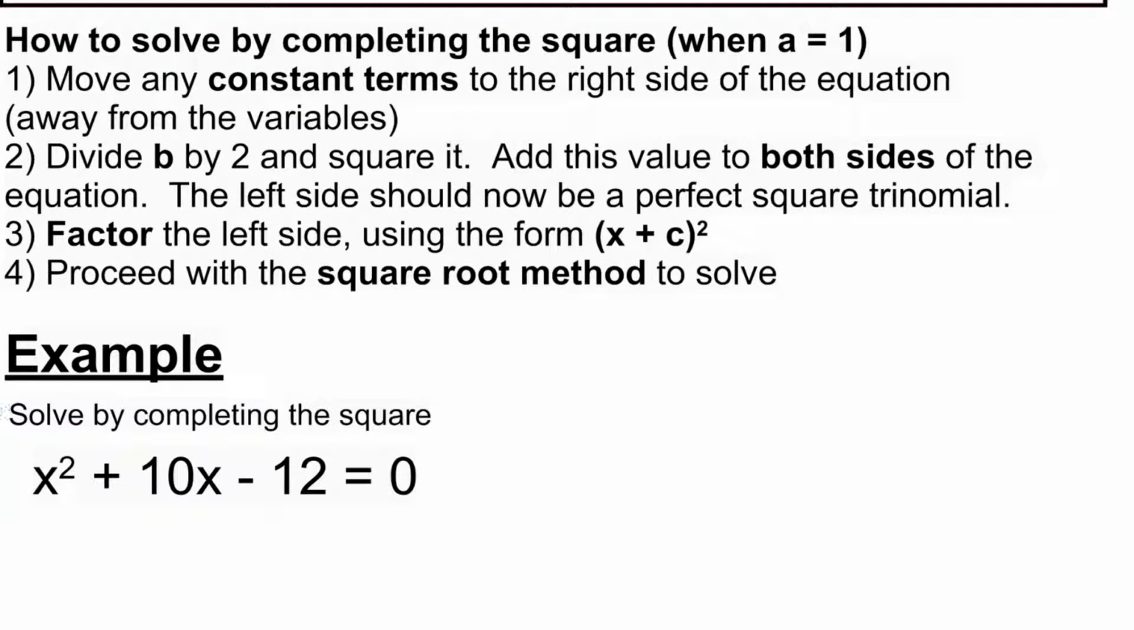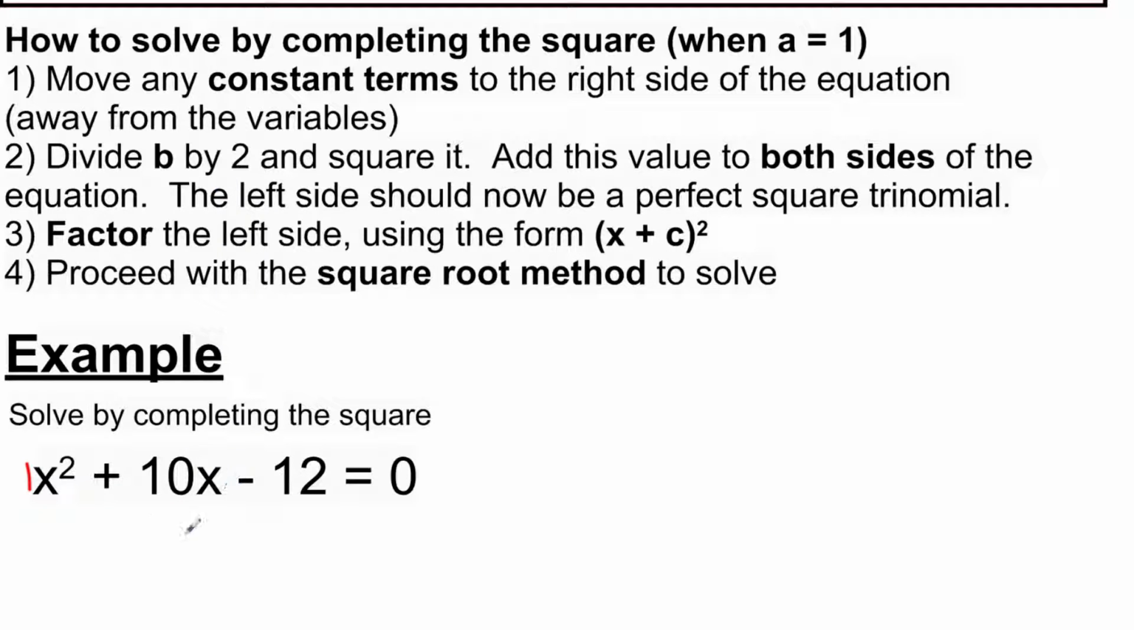So I'm going to look at this problem down here, and I have this trinomial. A is 1. I have to check that, and we're good here. There's a 1 here. That means that I can use completing the square. If it's not, we're going to have to fix that. But for right now, A is 1, good to go. First step says, move any constant terms to the right-hand side of the equation away from the variable. If the variables happen to be on the right-hand side, move them to the left. We want to get them out of the way.